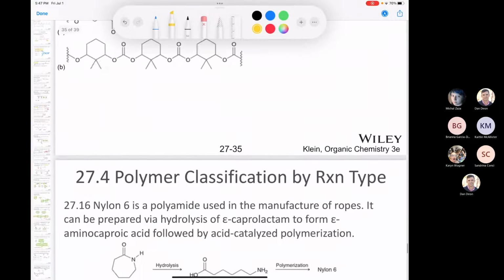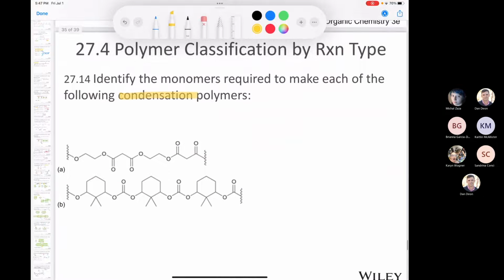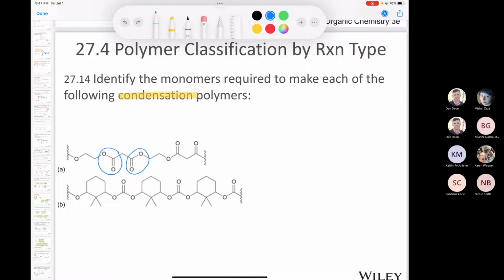Okay, so we were going to start with 24.14, and you can see that the functional group that is found in 27.14a, we have an ester here, we have another one here, we have another one here. So this is some kind of polyester. And if we highlight the ester bonds, there's one here, there's one here, there's one here.